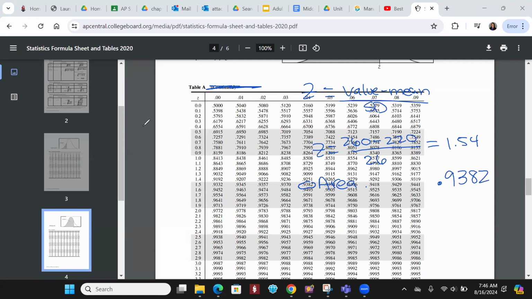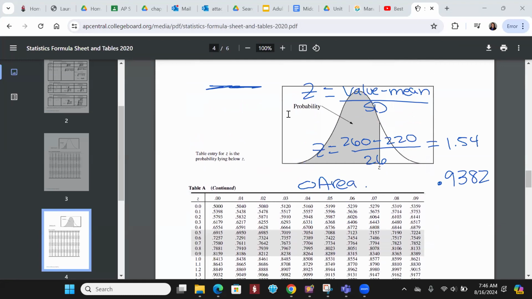0.9382. Here is the problem. Look at this graph. Look at this normal distribution. Do you see how the bottom is shaded? That's less than. What was the question actually asking? Greater than, right? So we're going to do 1 minus 0.9382.